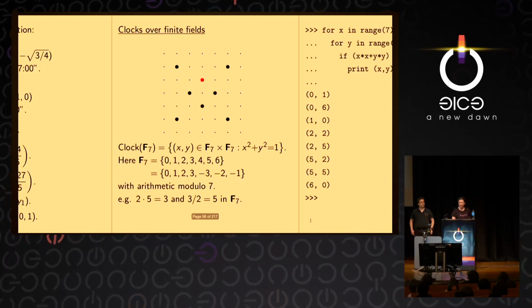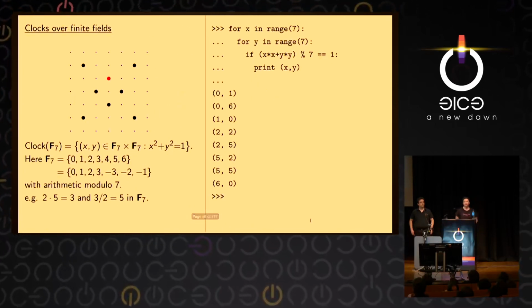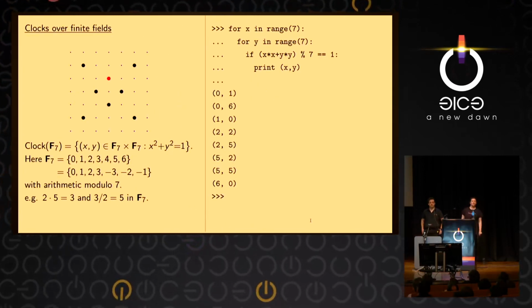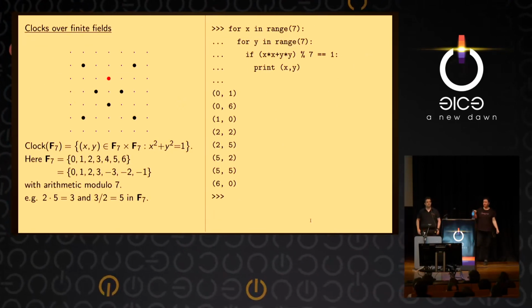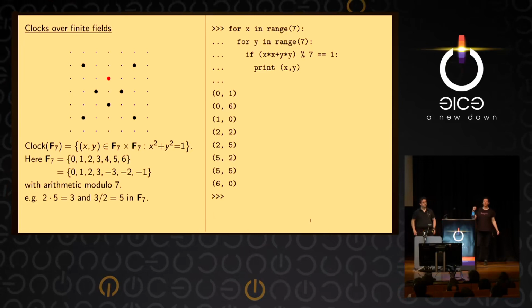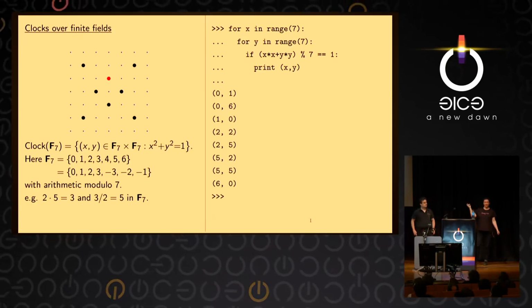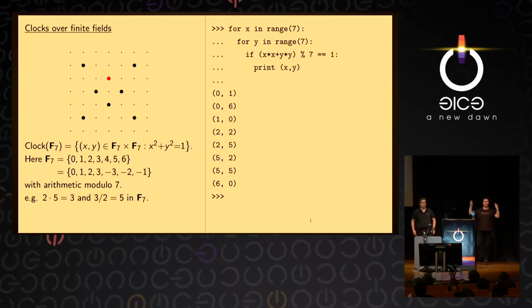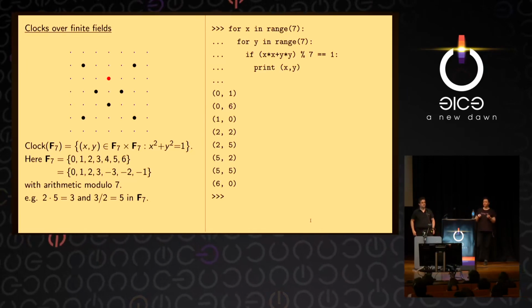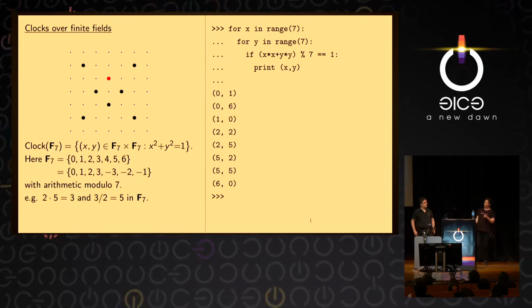So we promised some Python snippets. So here is how we can, for instance, find all those elements. I'll just run through all x between 0 and 7, all y between 0 and 7, and just check whether x times x plus y times y is 1. If so, I print the tuple xy. And then you push return, and you get those points.